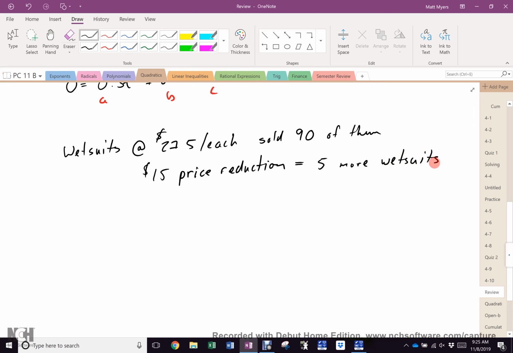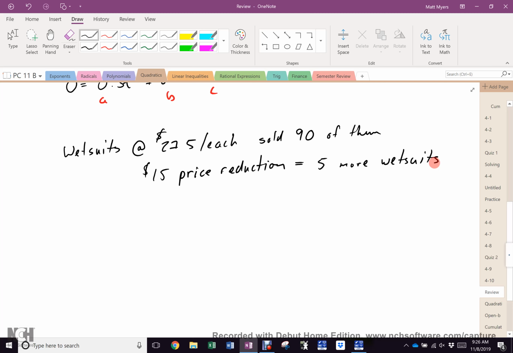When can I stop dropping the price? When I lose money, right? I don't want to hit zero. I don't want to pay you to take this wetsuit, yes? So I got to figure out a way where I can lower my price, but maximize my profit, yes?